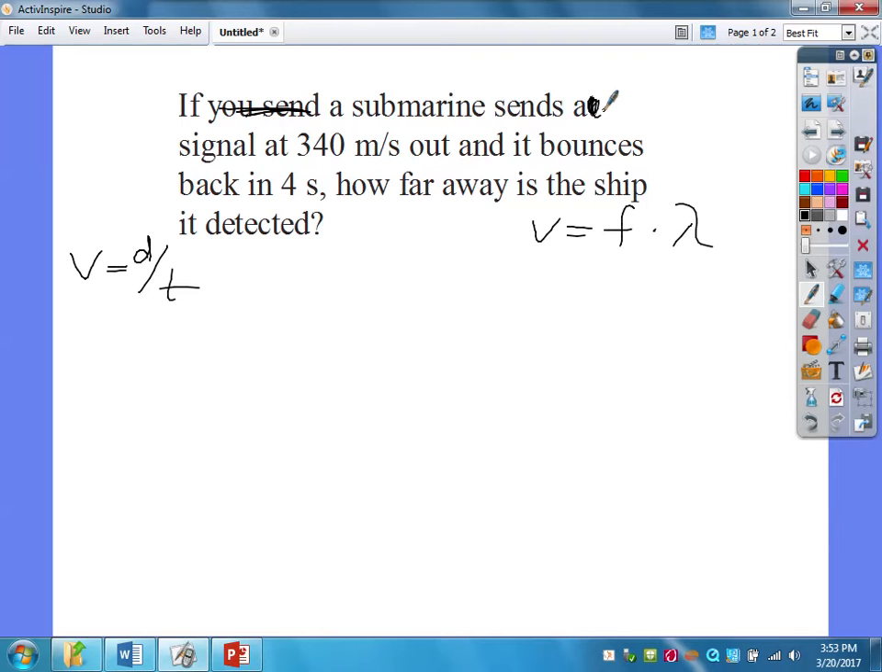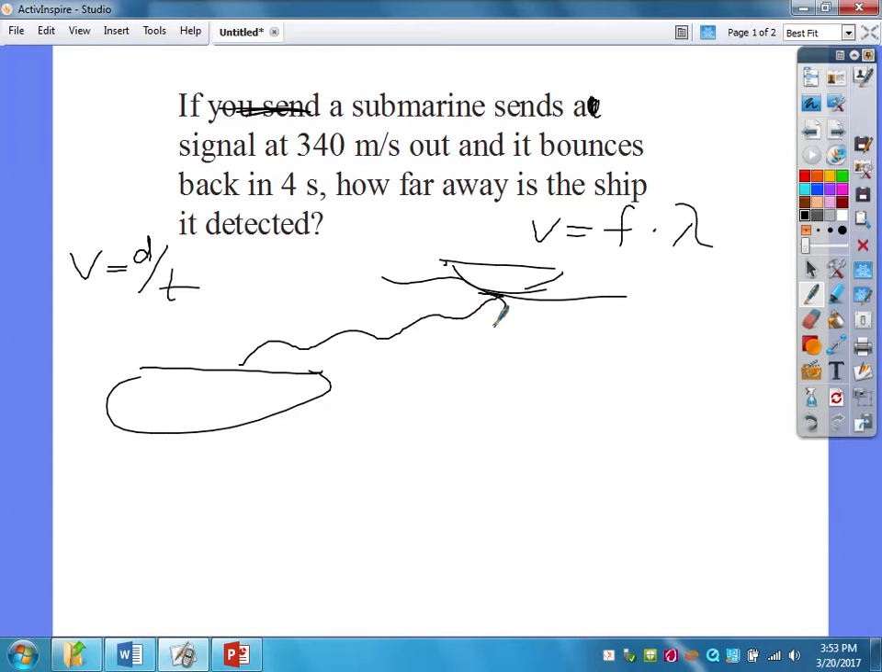Okay. So what we're looking at here is basically you have this submarine, and there's a ship. Maybe it's right on the surface. There's my wonderful drawings of submarine and a ship. And basically what happens is a signal is sent out, hits the ship, bounces back, and returns to the submarine. And we want to know, how far away is the ship?